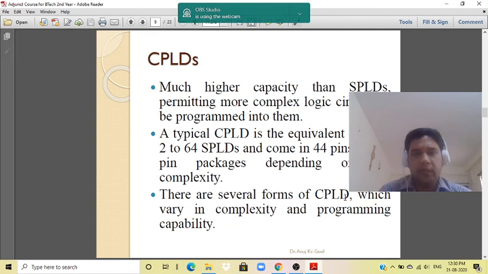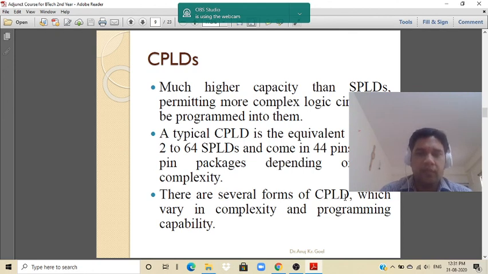Then CPLDs. They have much higher capacity than SPLDs, permitting more complex logic circuits to be programmed into them. A typical CPLD is the equivalent of 2 to 64 SPLDs. So CPLDs are made by combining 2 to 64 SPLDs. Many SPLDs are combined together to form a CPLD, and they come in 44 pin to 160 pin packages depending on the complexity. So pin number increases in the case of CPLDs, from 44 to 160 pins.